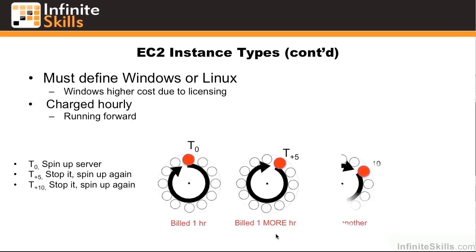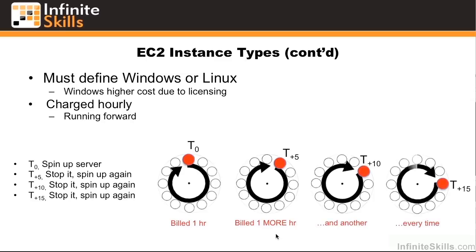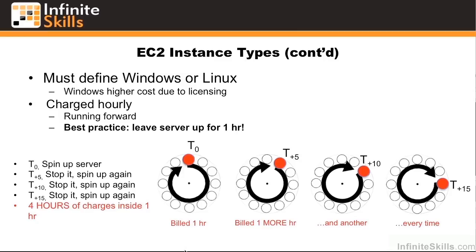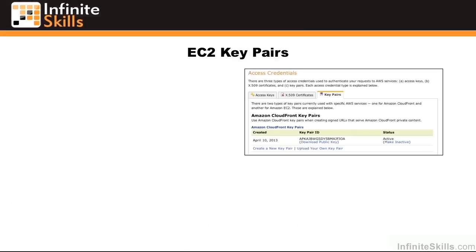You can kind of see where this is going, but every time I stop and start an instance, I'm billed for another running hour forward. So that we can see here in this example, we would have gotten 4 hours of charges inside of a single hour. The best practice here is, if you've got an instance up, try to leave it up for at least an hour, or as close to an hour as you can. You're going to be charged for that full hour anyway.